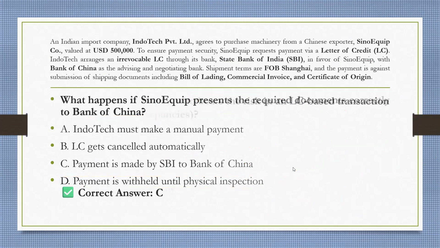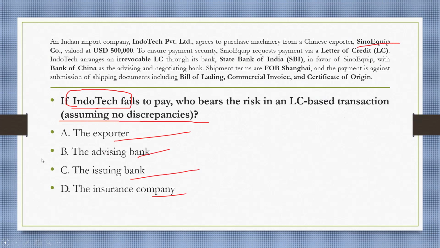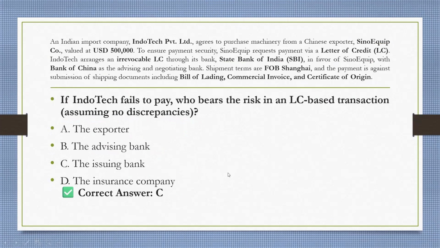Let's see the next question. If Indotech fails to pay, who bears the risk in an LC based transaction? Assuming no discrepancy. So we assume that there is no discrepancy in the documents submitted by Sino Equip to the bank, SBI. Now, if this company fails, who will make the payment? Exporter, advising bank, issuing bank, insurance company. Let's see the right answer. Correct answer is C, issuing bank.